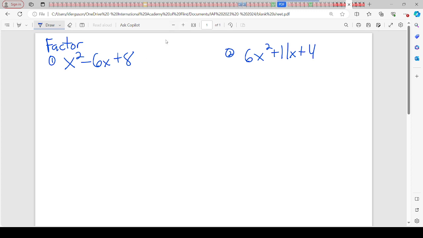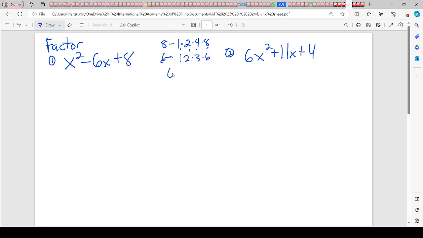Like factors for 8 are 1, 2, 4, and 8. I multiply 1 times 8 to get 8 or 2 times 4. So those are all factors of 8. Factors of 6: 1, 2, 3, and 6.